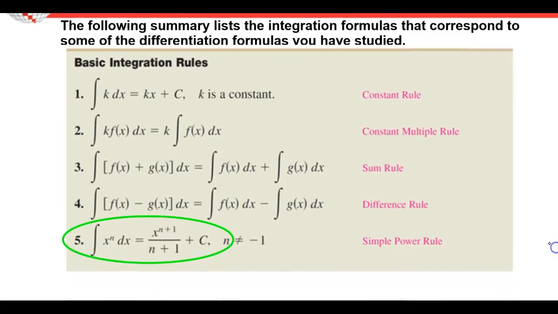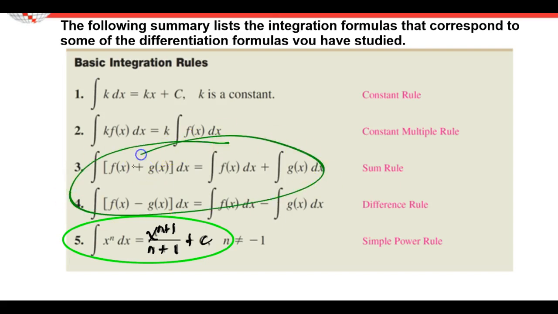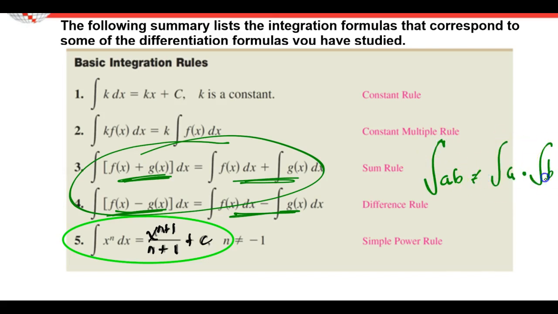Here are all the basic integration rules. The last one that I just explained is x to the n: increase the exponent by 1, and then whatever that is, we'll just divide by that. And remember, we're going to say plus c. I want to highlight here something that you cannot do. If you have the sum, yep, you can break it up. If you have the difference, you can break it up. What's not here is the integral of a product. This does not equal the integral of a times the integral of b like you might want it to. That's a big no, and I won't show that to you.